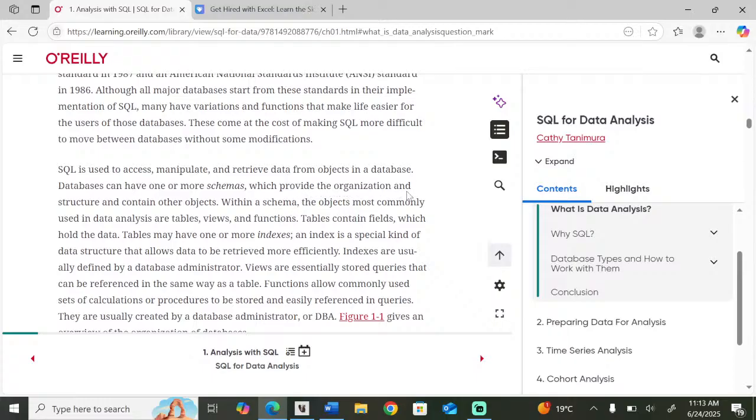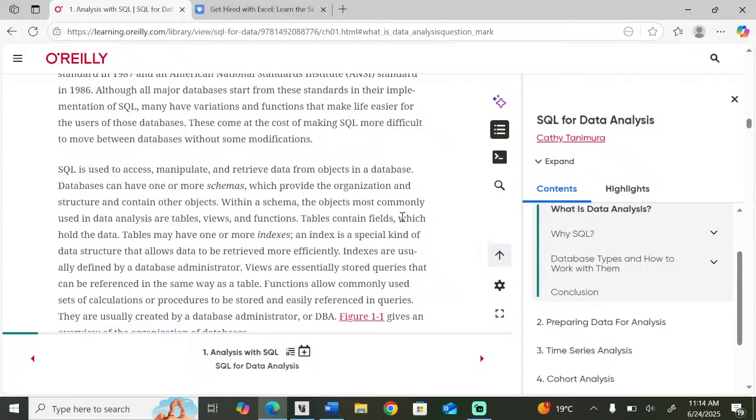Schemas provide the organization and structure and contain other objects. Within a schema, the objects most commonly used in data analysis are tables. So this is actually what we call a relational database management system. We use tables to store information. We will talk about that, so don't worry about that.